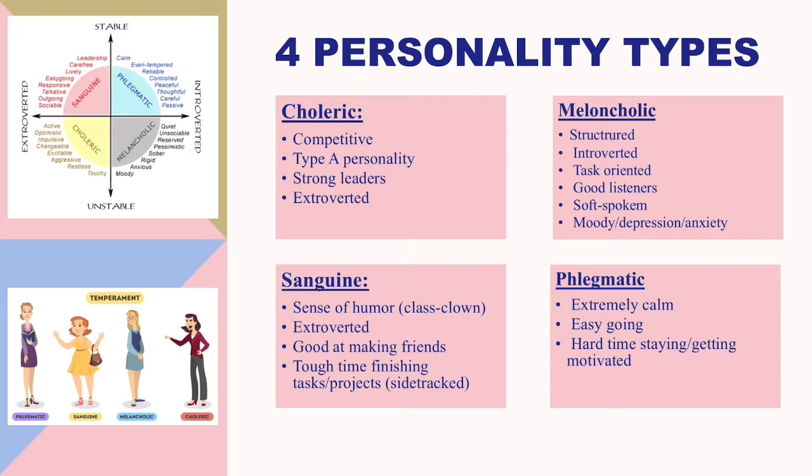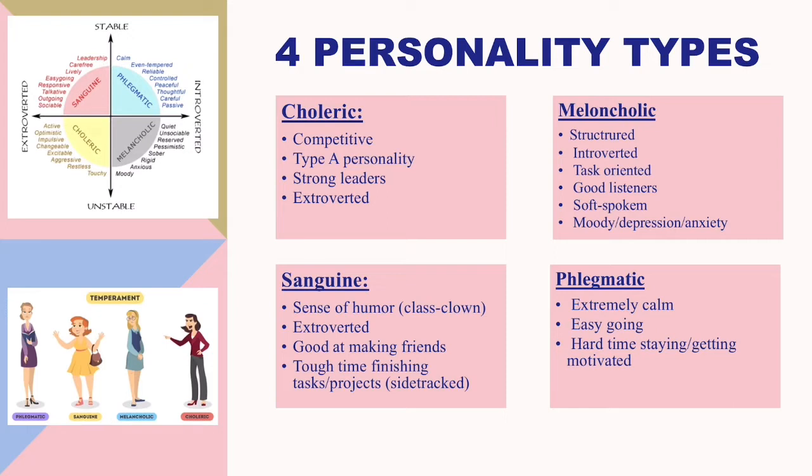The next is melancholic. These individuals are structured. They're more introverted, so they're a little quieter. They're very task-oriented. They're good listeners and they're soft-spoken, but they're very prone to be moody and have symptoms of depression and anxiety.